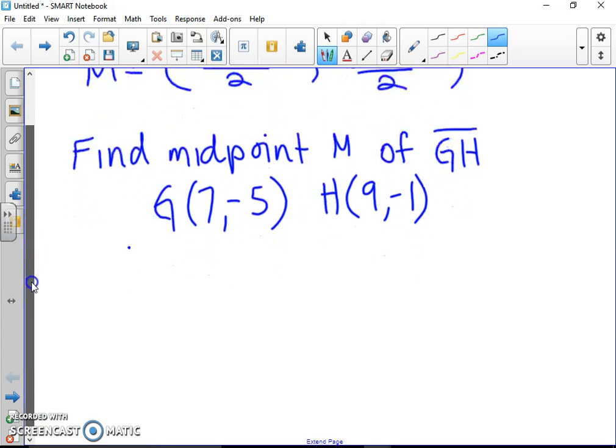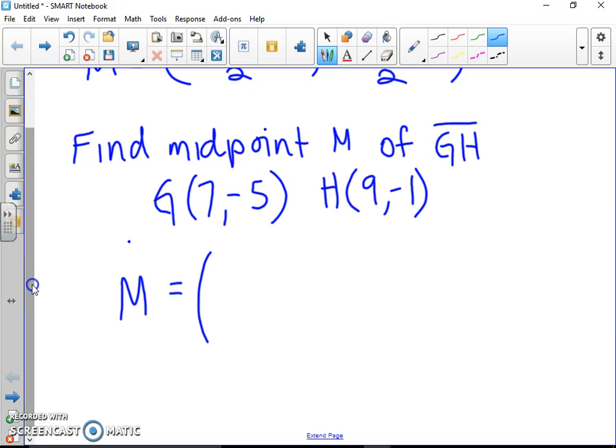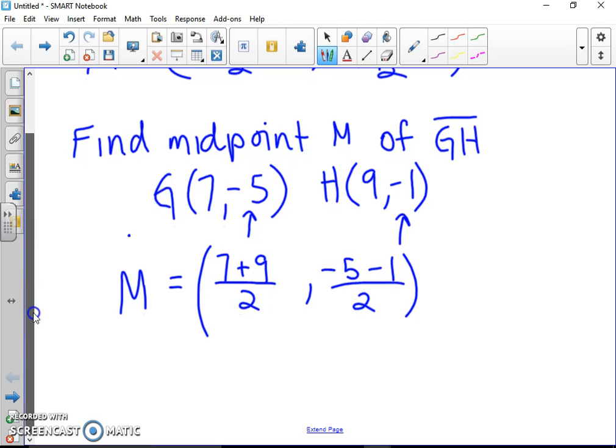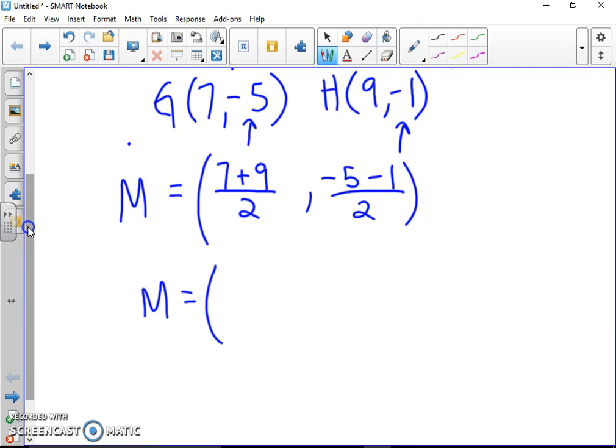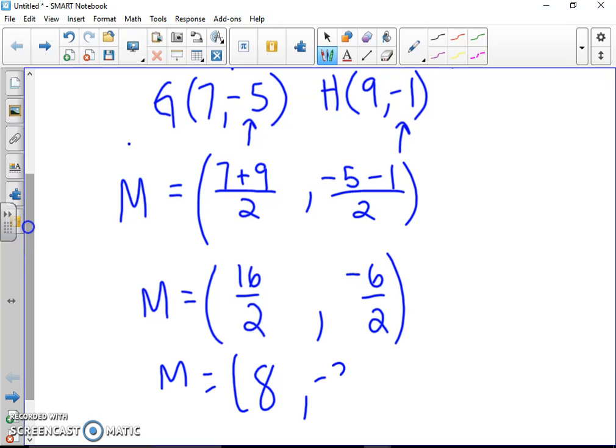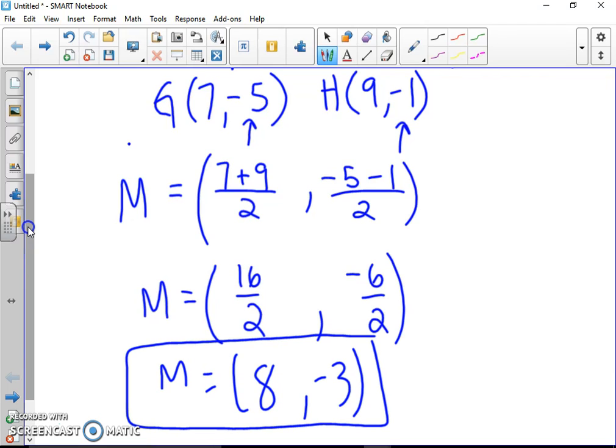So we need to plug this in our formula. We're finding the midpoint. x1 is 7 plus x2 is 9 divided by 2. y1 is -5, y2 is -1. So you can say plus -1 or just -1. I like to simplify, so I'll do that. Okay? And we're not solving an equation, we're just simplifying each part of the coordinate. 7 plus 9 gives us 16 over 2. -5 minus 1 gives us -6 over 2. Midpoint equals (8, -3). And we should have our final answer as a point.